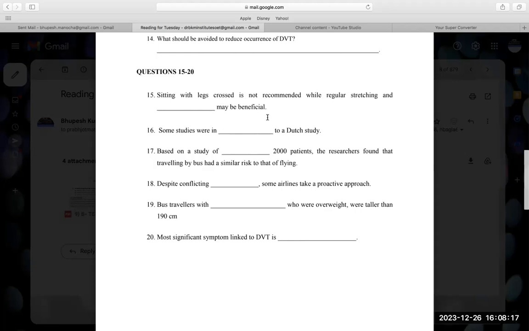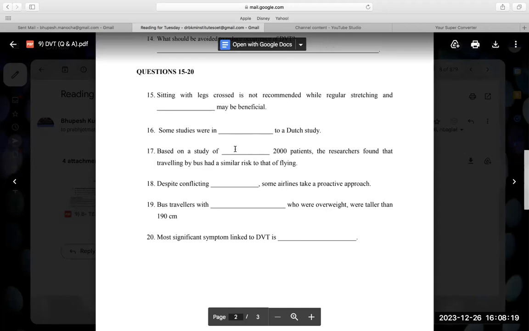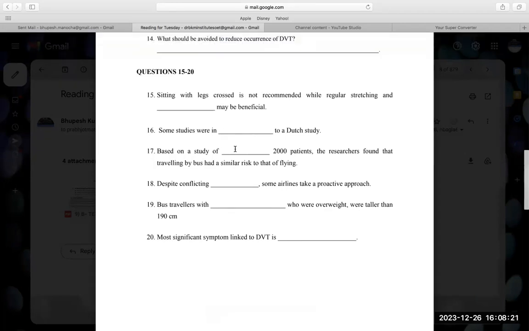So based on a study of less than 2000 patients, or below 2000 patients, or under 2000 patients, or almost, the word almost is also good, almost 2000. So the final word I would like to write is almost, but I can write any word, you will get the marks.